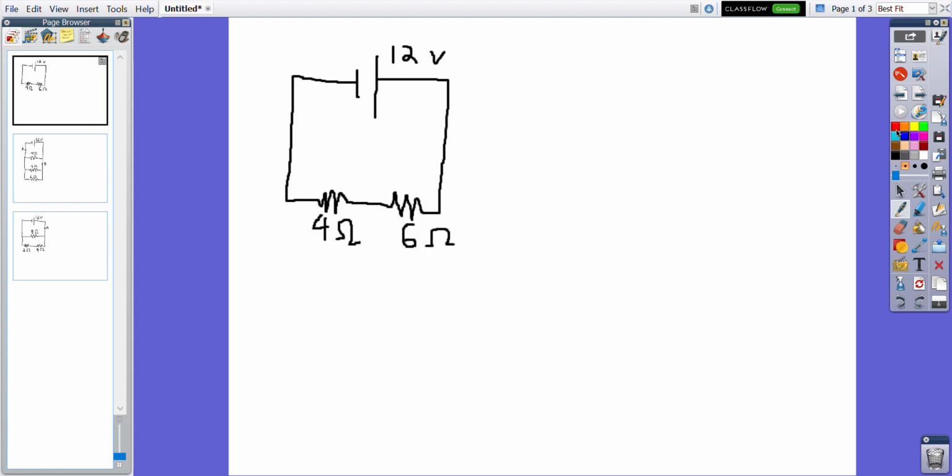Okay, so let's start with the series one. So remember for series, the thing you know is that there is one current for the entire circuit. So the first thing to do is to find the one current for the entire circuit. So use Ohm's law, I equals V over R. Since it's one current for the entire circuit, you will use the entire circuit's voltage, which is 12, and the entire circuit's resistance, which is 10.